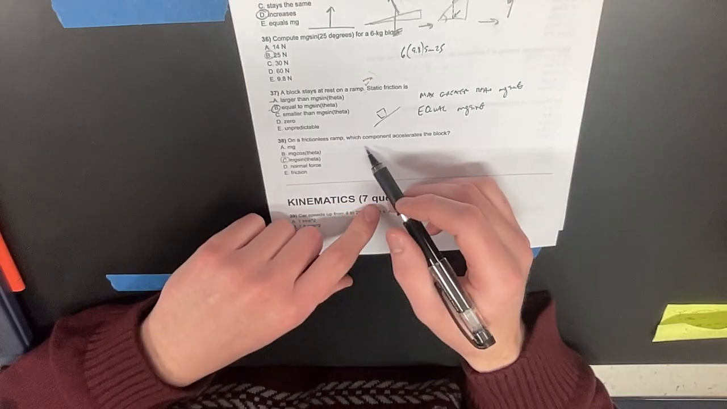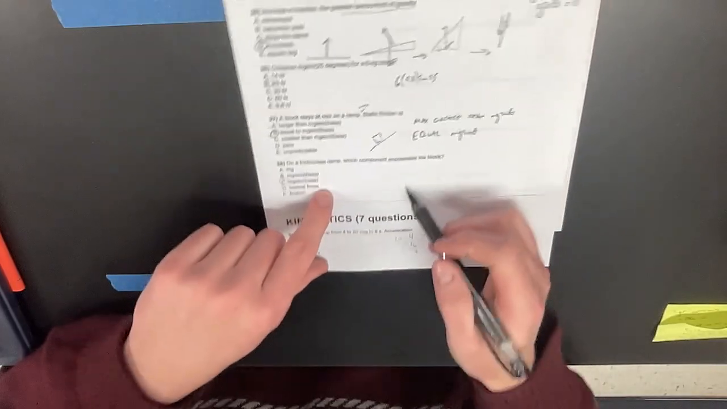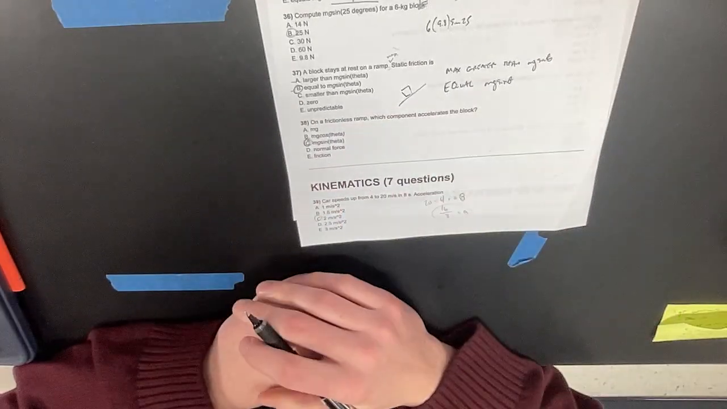On a frictionless ramp, what component accelerates the block? So that's the same thing as up here, the mg sine theta portion. All right.